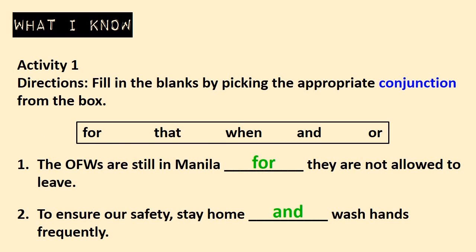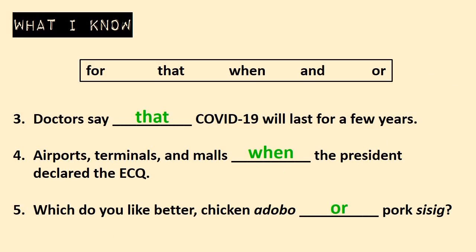Activity 1. Fill in the blanks by picking the appropriate conjunction from the box: for, that, when, and, or. The OFWs are still in Manila, blank, they are not allowed to leave. To ensure our safety, stay home, blank, wash hands frequently.